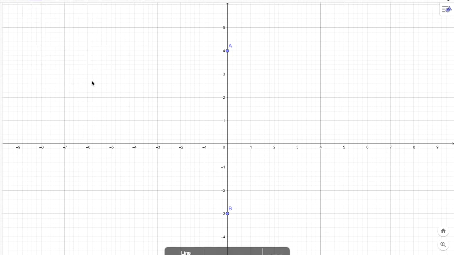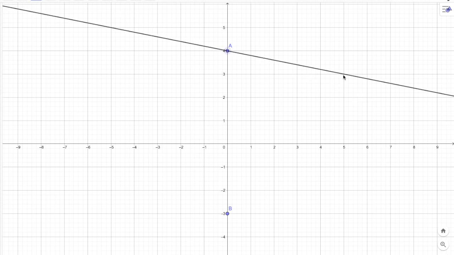So you could have a graph that looks like this. It's crossing the y-axis here, which would be the y-intercept. We could have a graph that looks like this, and this line that I just created is crossing at -3. So the y-intercept for this top line is 4. The y-intercept for this bottom line is -3.